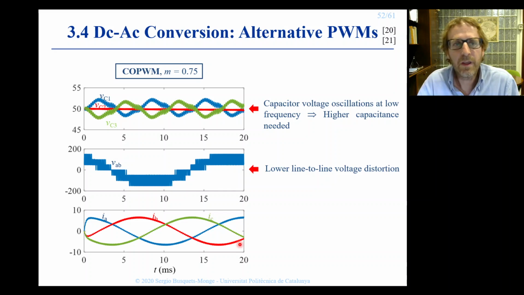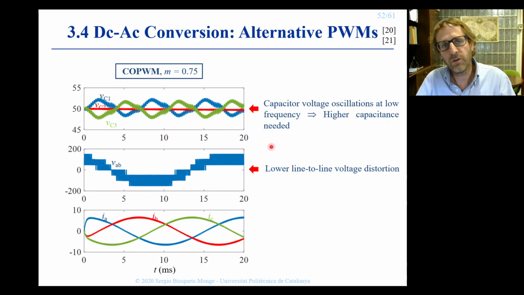In this simulation, we can see that the outer capacitor voltages, VC1 and VC3, present a low frequency component. They oscillate at 3 times the line frequency. This means that we will have to introduce in the DC link a higher capacitance compared to the virtual vector pulse width modulation if we want to keep the ripple of these capacitor voltages below a limit.